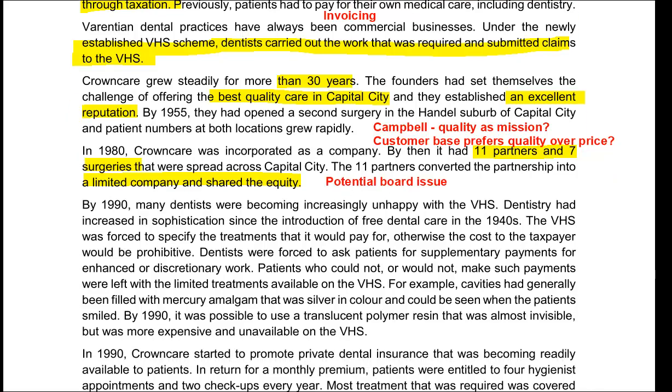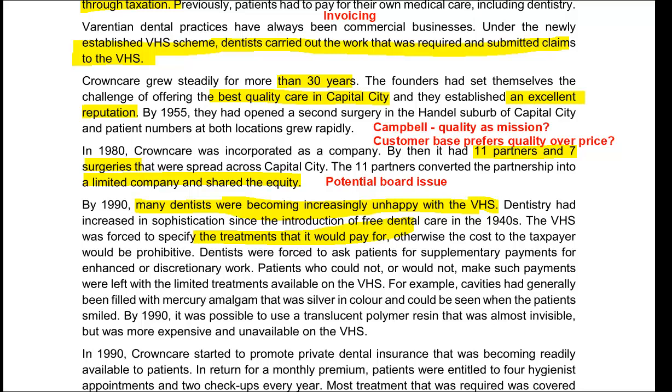So next we come on to more about the VHS. Now, importantly, many dentists in the 90s were becoming increasingly unhappy with this health service. Dentistry had increased in sophistication since the introduction of free dental care in the 40s, and VHS was forced to specify the treatments that it would pay for. Now, this is the kind of invoicing issue that I alluded to before.